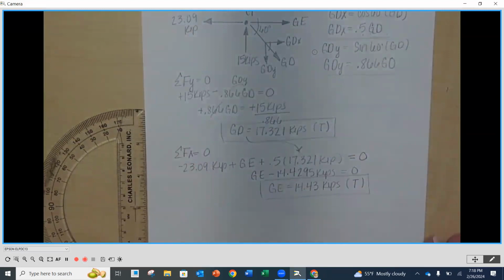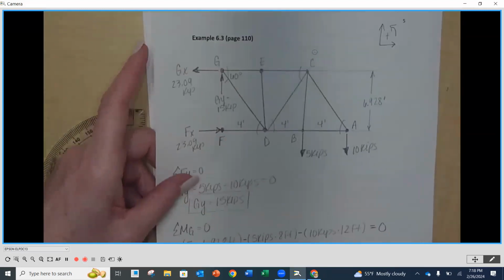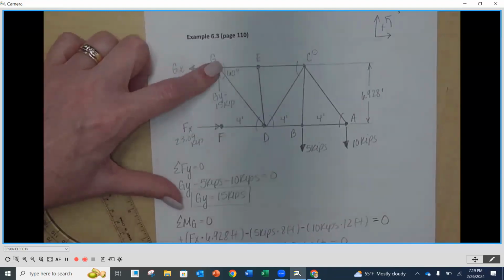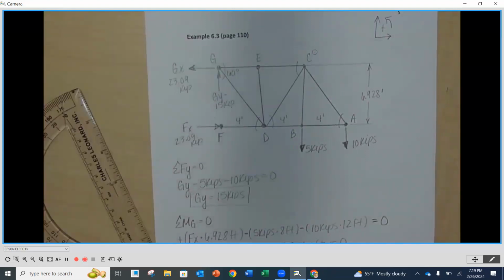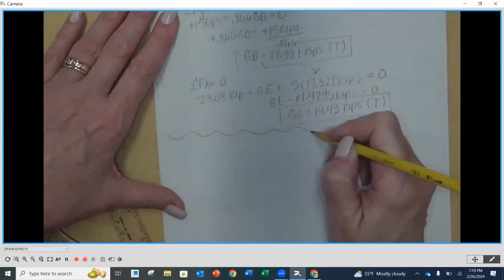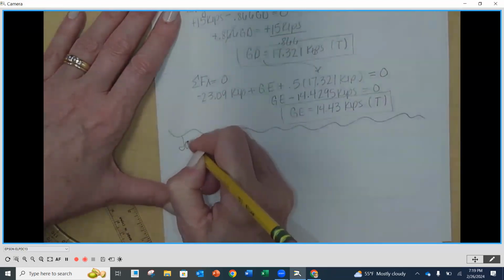Now we're ready for our next joint. Okay, the location, our next location. So we did G, right? Where do we want to go next? Sure, let's go to E. Let's go to E. See what happens. Can I get E down here? I think I can. Okay.